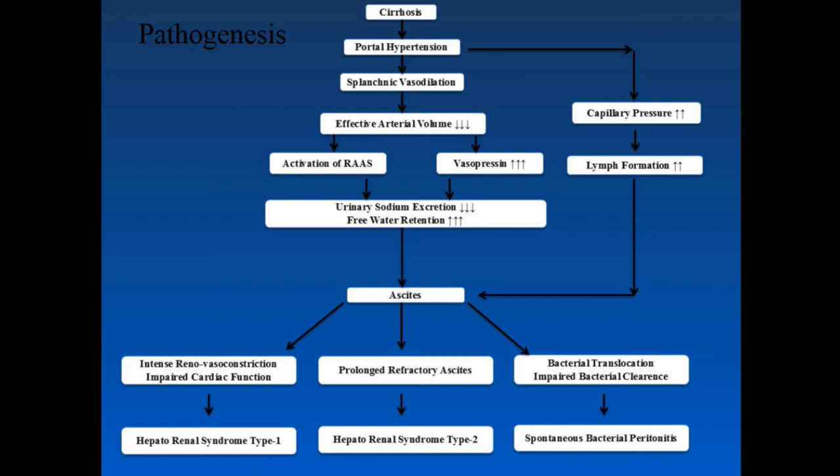Once the ascites kicks in, and then usually when somebody has all these parameters going on, we call it hepatorenal syndrome, type 1 or type 2 depending on what it is, or it leads to SBP. Questions on that?